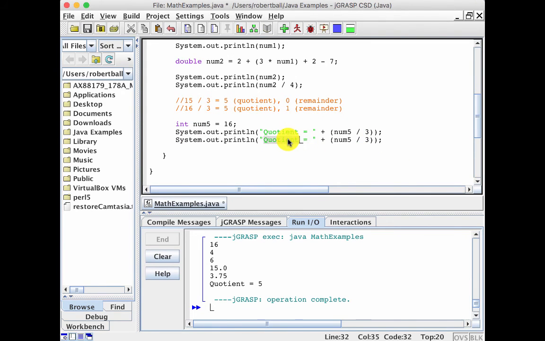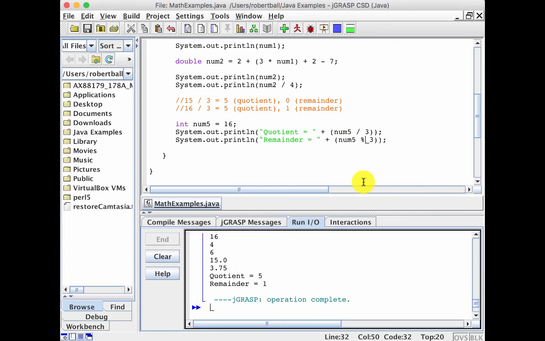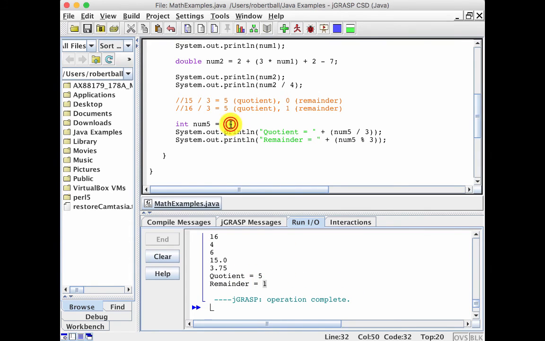Well, if the quotient equals 5, how do I get the remainder? Well, the remainder equals num5, and instead of the slash, I'm going to put a percent sign. Why a percent sign? I have absolutely no idea, but there it is. We have the percent sign, and that gives us the remainder. So 5, remainder 1.